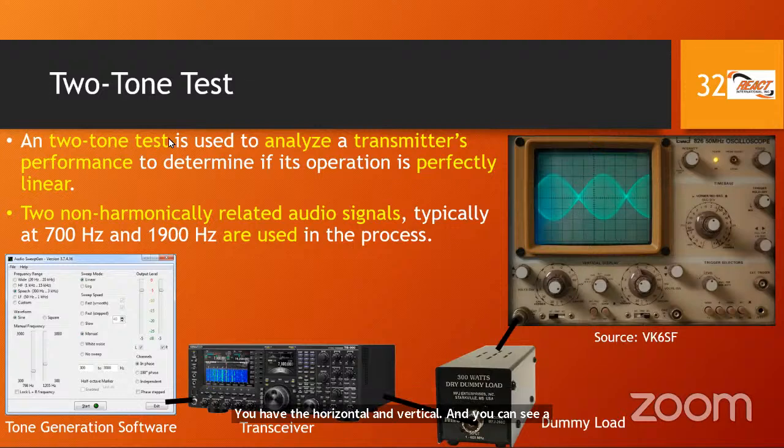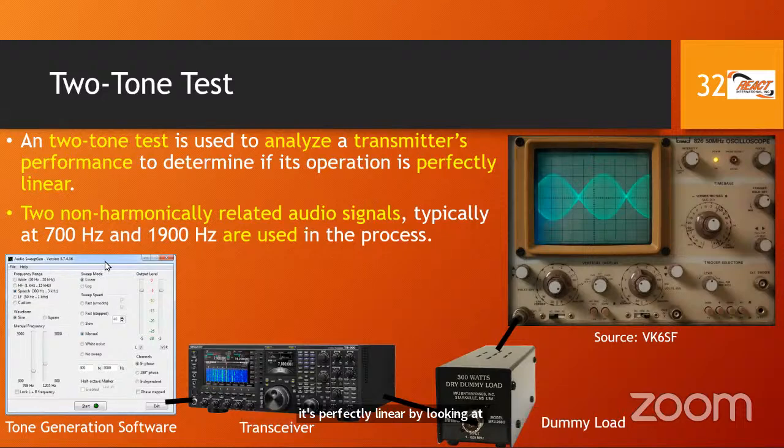So the two-tone test, which we need to know for the exam, is used to analyze a transmitter's performance to determine if its operation is perfectly linear. Right? So linearity of amplifiers are important. Right? So a transmitter has an amplifier, and we want to know if it's perfectly linear by looking at the waveform. And we use a two-tone test.